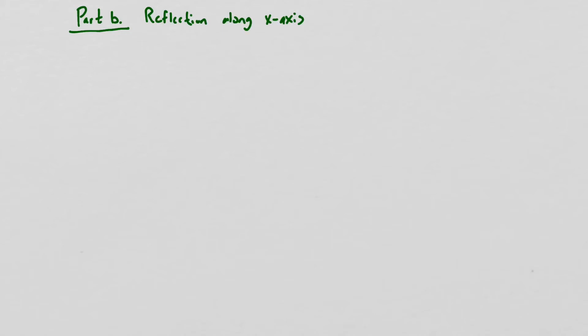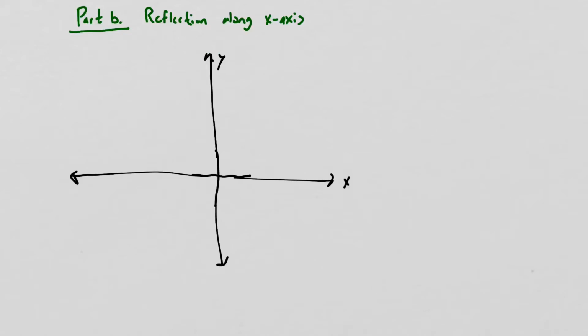In this section, we'll be looking at reflections over the x-axis. What we're going to do is think of our x-axis as a mirror and look at the reflection. Let's go ahead and draw a picture. Here we have our x-axis, and let's let this green graph be our f of x here.